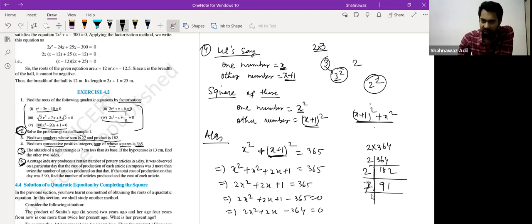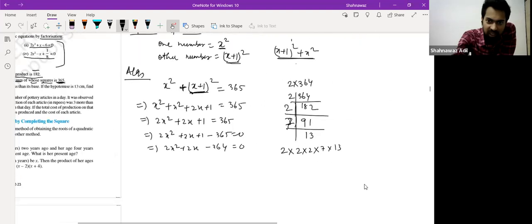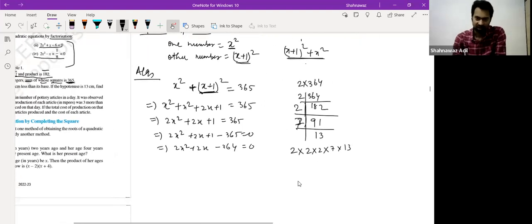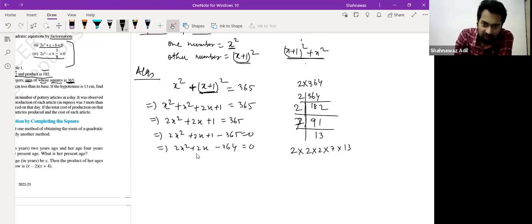7, and so this is how much? 2 into 2 into 2 into 7 into 13, and we have to get 2. Okay, I got the number. So what would be the combination? Talha, what would be the combination? Your guess. We have to get 2 factors.